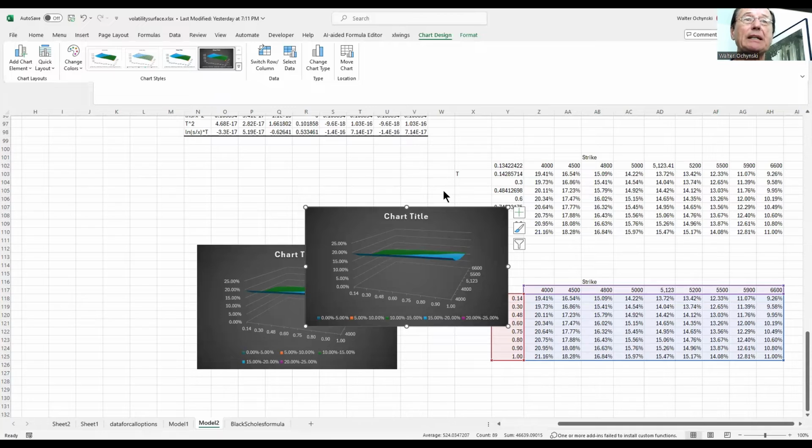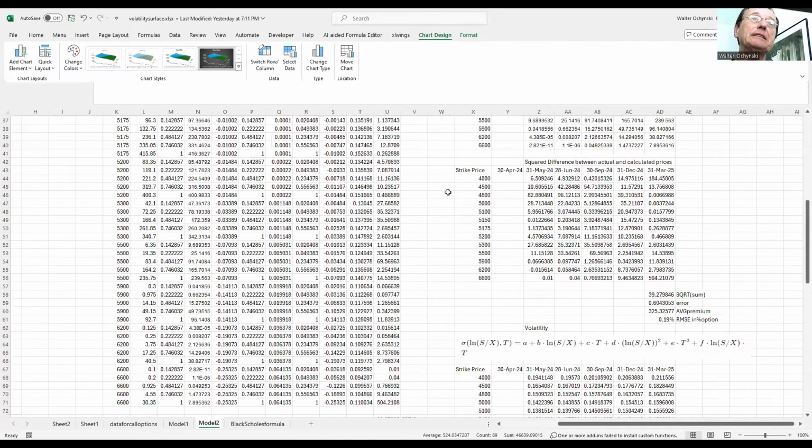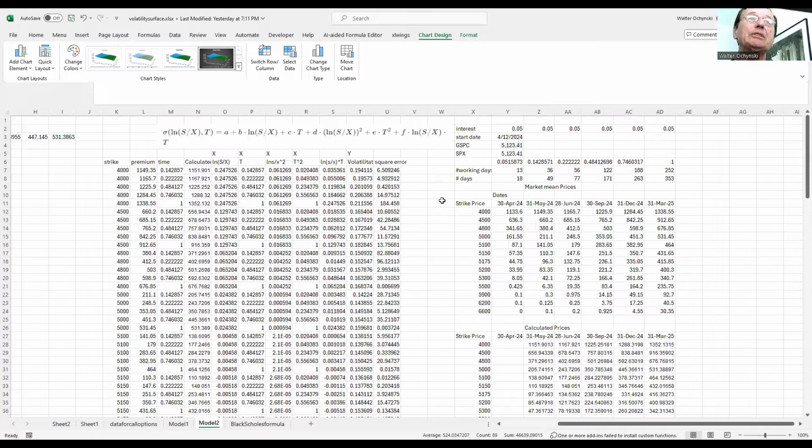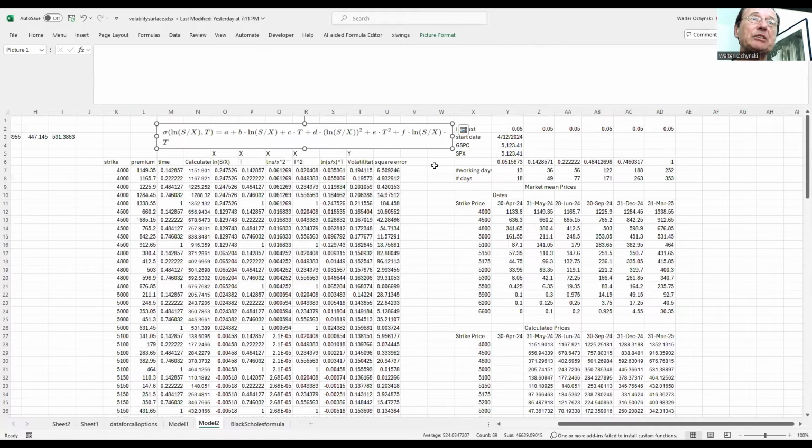So this was one idea, how we create a volatility surface with the help of the solver. The second possibility is to do this with multiple regression. I have the same function which I will use to recreate with multiple regression. I would like to estimate these parameters in this function, A, B, C, D, E, and F.